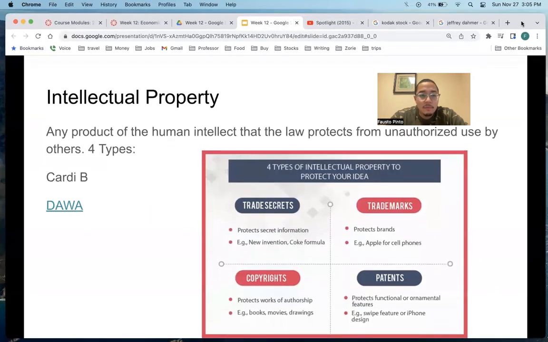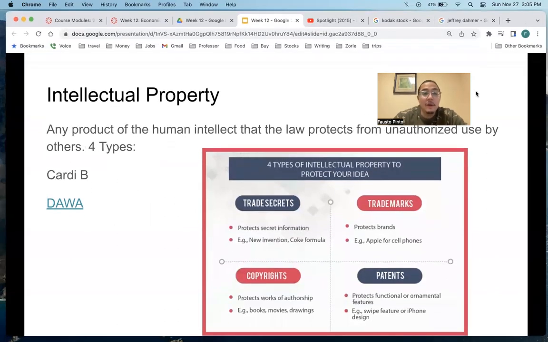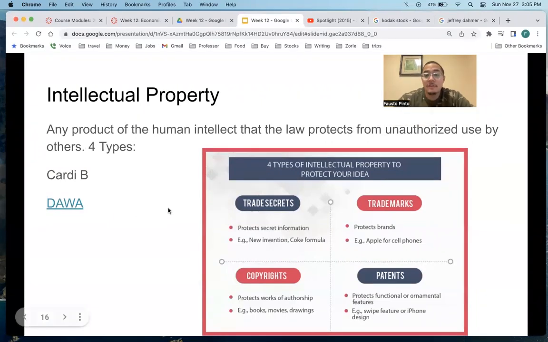So we have to talk about intellectual property. Any product of the human intellect that the law protects from unauthorized use by others. There's 4 types of intellectual property. Number 1, we have trade secrets. They protect secrets and information. Some examples are the Coca-Cola formula or the KFC formula. If that came out, I could make my own KFC and make money off of their recipe. Then you have trademarks. They protect brands. So Apple for cell phones. You have copyrights, which protect works of authorship: books, drawings, movies, music.